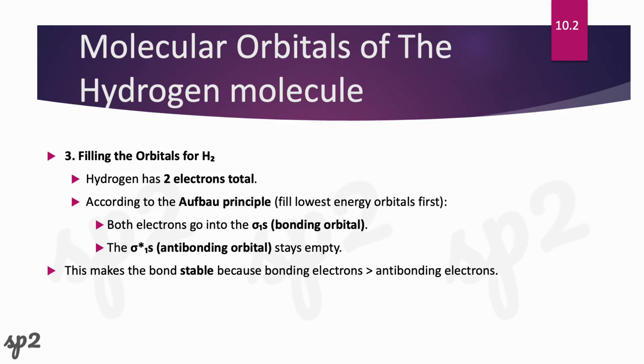This makes the bond stable because the number of bonding electrons is more than the number of anti-bonding electrons. It's always good to have electrons in bonding orbitals, because that is what makes the molecule more stable. The anti-bonding electrons are the ones that weaken the bond.